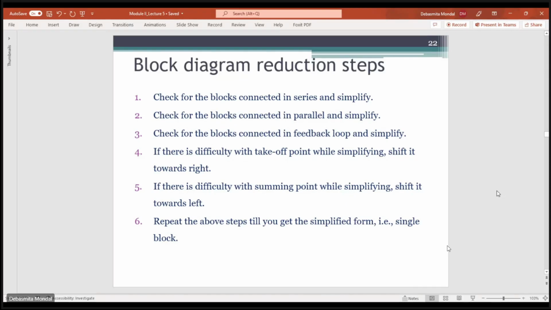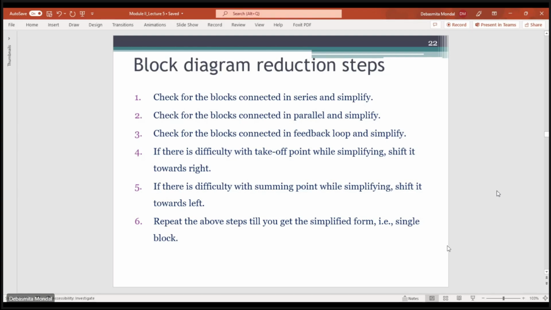If there is a feedback loop, then you can represent that portion of the block diagram with an equivalent transfer function of the feedback loop. Now then comes that there might be problems because of the takeoff point and the summing point. If because of the presence of a takeoff point, you are unable to combine two blocks and come up with a single equivalent block, then what you do is shift the takeoff point.